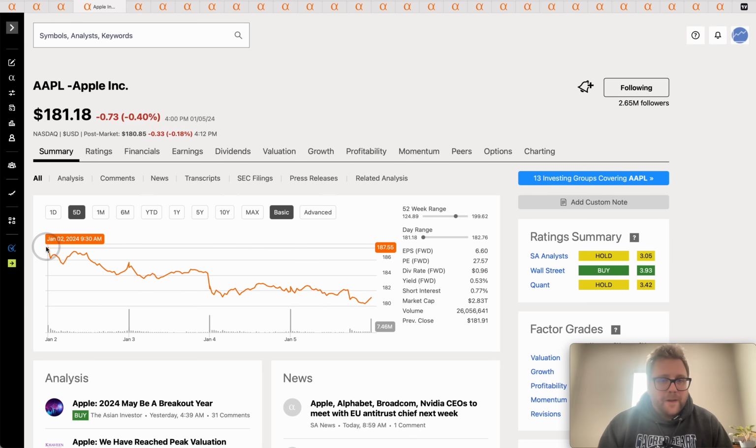Moving on to Apple, start of the week at $187.55. This stock slips, sliding down. From a technical perspective, you'll see it makes a lot of sense. Down about 3.4% on the week. Finished the week at 181.18.